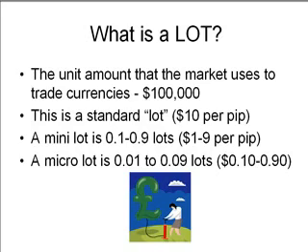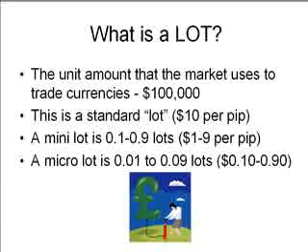I wish to talk about what a lot is in Forex trading. Forex exchange pairs, when they're bought or sold, are usually traded in a unit called a lot. So a lot is the unit amount that the market uses to trade currencies. And for all intents and purposes, in a dollar pair, we could say that a lot is equivalent to $100,000. This is also known as a standard lot.